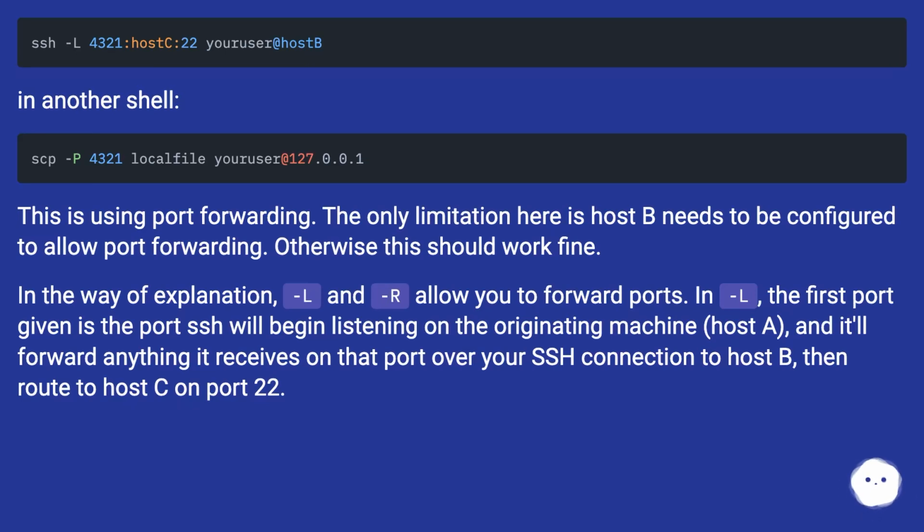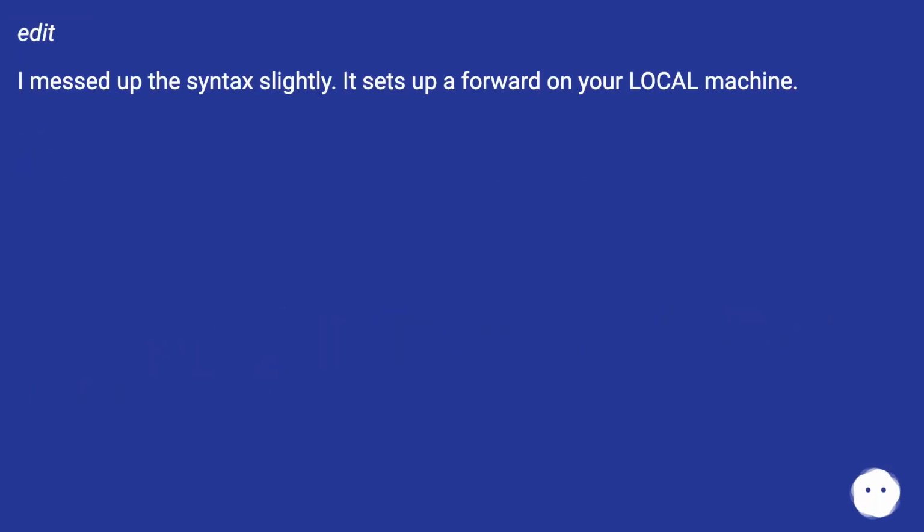By way of explanation, -L and -R allow you to forward ports. In -L, the first port given is the port SSH will begin listening on the originating machine, host A, and it'll forward anything it receives on that port over your SSH connection to host B, then route to host C on port 22. Edit: I messed up the syntax slightly. It sets up a forward on your local machine.